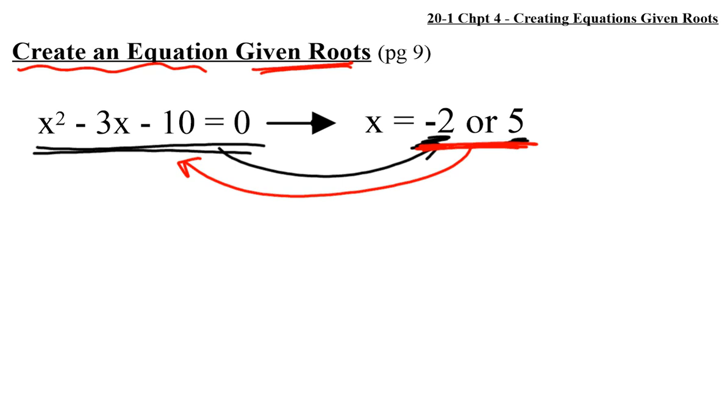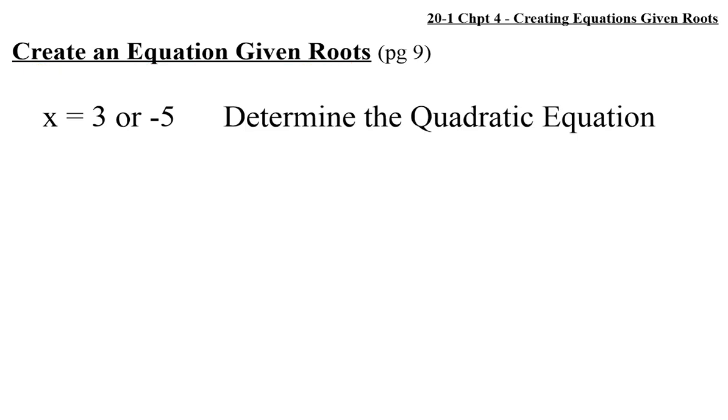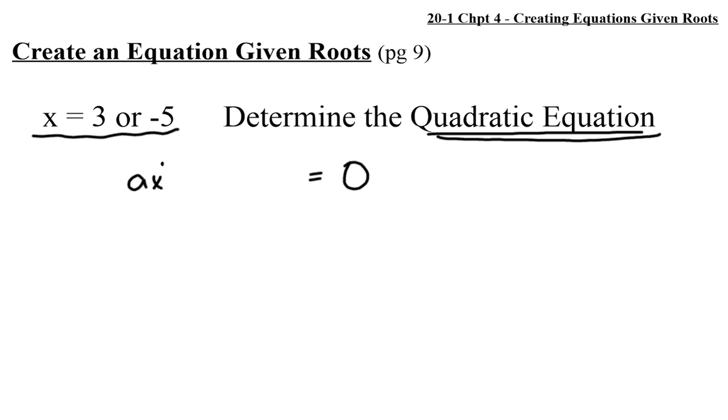And that's just one of those, after you learn to add, you learn to go the other way and subtract. You learn to multiply, you learn to go the other way and divide. And that's what we're looking at doing today. So if we are given X equals 3 or X equals -5, we want to determine what's the quadratic equation that has these as roots. So essentially, we need to end up with 0 equals ax squared plus bx plus c. This is what we need to get from this information.